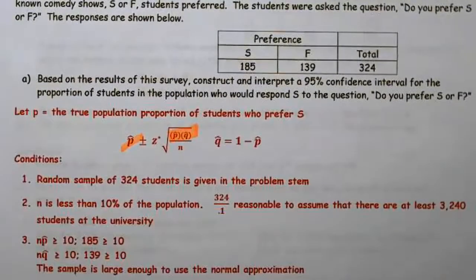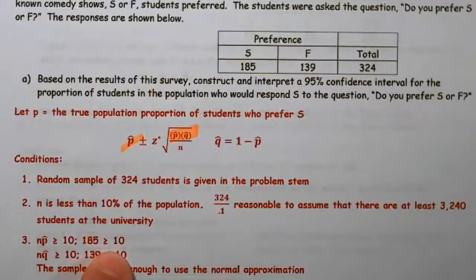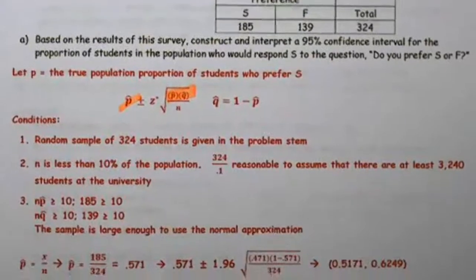Then we need to check that we're large enough to use the normal approximation. Well, we know that 185 said yes, that they prefer S, and 139 said that they prefer F. So basically, both are greater than 10, we're good enough. We're large enough to use the normal approximation.